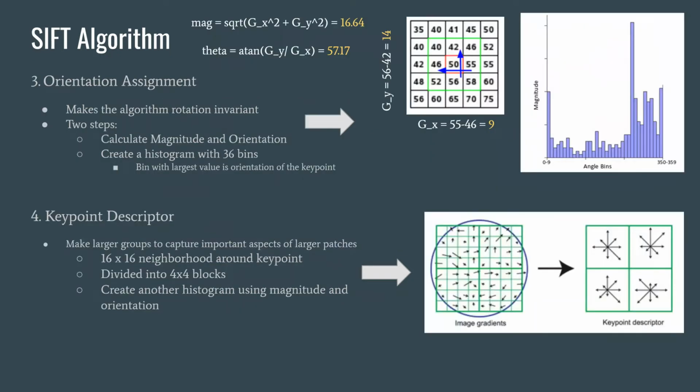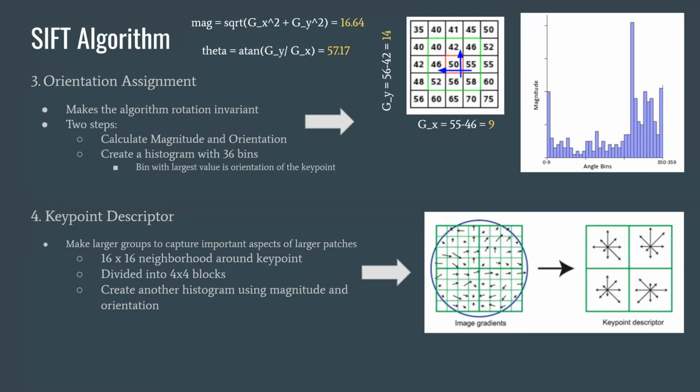The next step in the algorithm is to make the features rotation invariant. This is done by assigning each key point an orientation. To do this, the gradient in the x and the y is calculated for both the key point and the surrounding pixels. Next, the magnitude and orientation is calculated using the equations at the top of the slide.